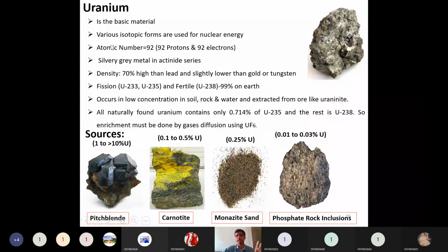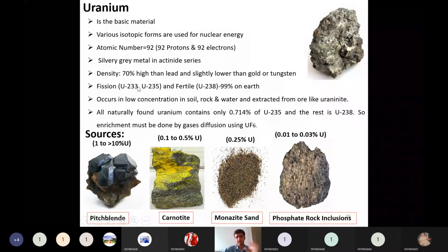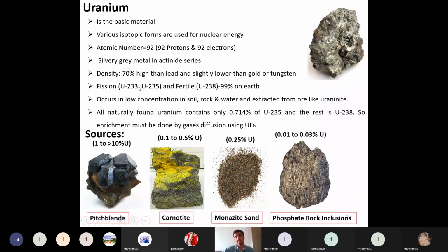First we will see generally what uranium is. Uranium is a very basic, common material to produce power in nuclear power plants. Various isotopic forms of uranium are available, like U-230, U-233, U-235, U-238, U-239. There are many forms, and neptunium and plutonium will also be involved. The atomic number of uranium is 92, which means there are 92 protons, and similarly 92 electrons.